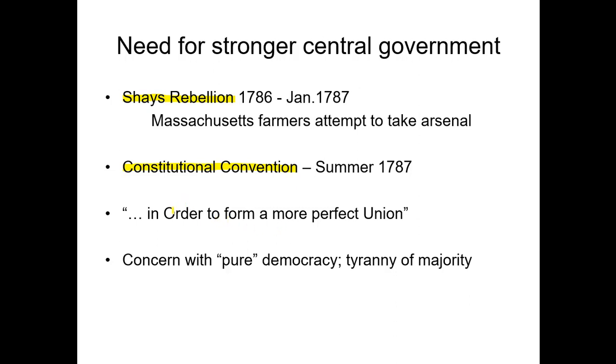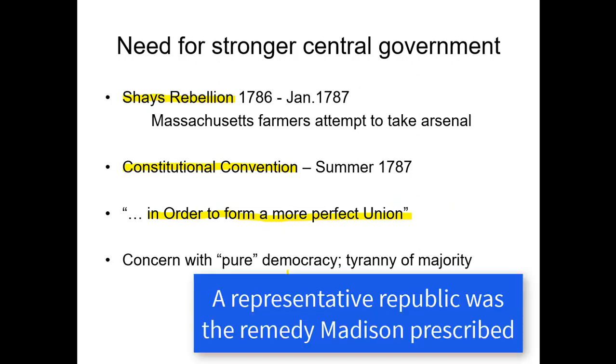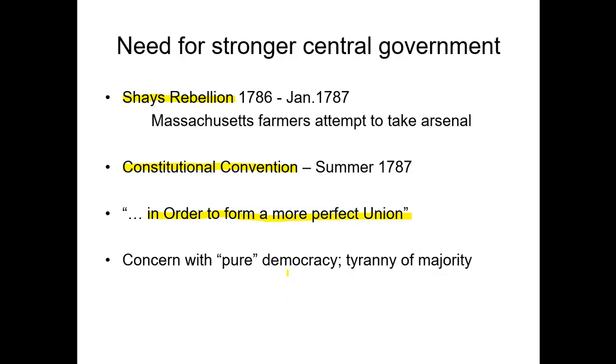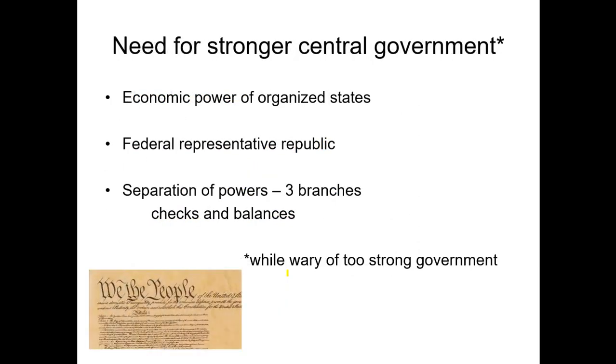Now, clearly the main reason for getting together was to get the states all on the same page to form a more perfect union, and we wanted to create a representative republic because there was concern with people becoming mob rule, so-called tyranny of the majority. So we created a representative republic.